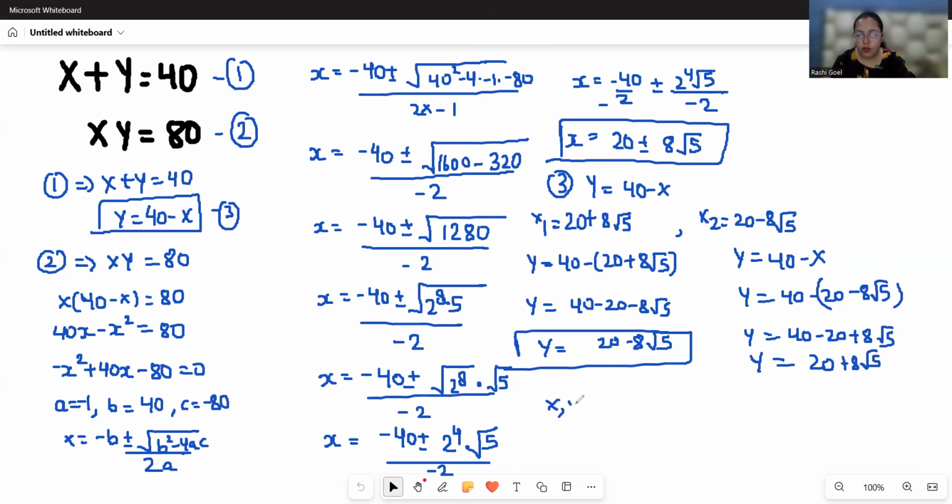So what is the value of x and y? If x is 20 plus 8 root 5, then y is 20 minus 8 root 5. If x is 20 minus 8 root 5, then y is 20 plus 8 root 5.